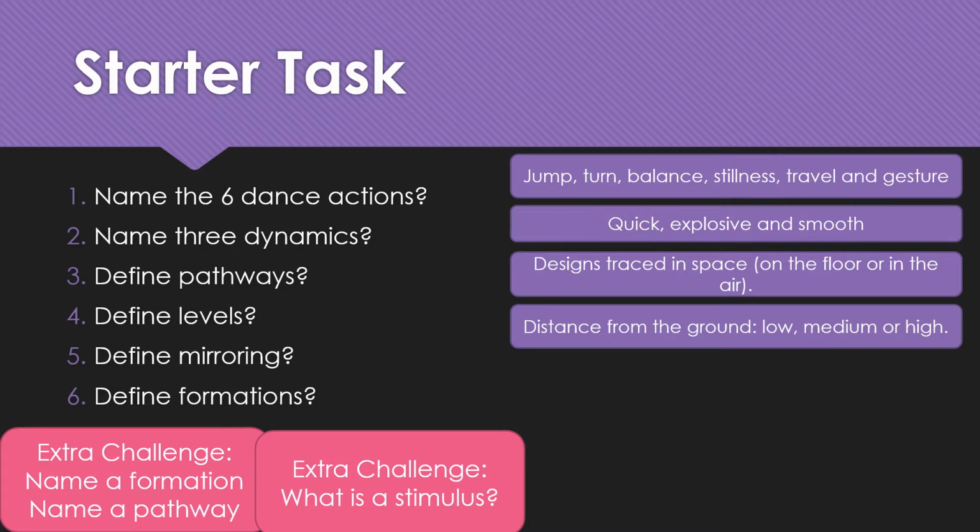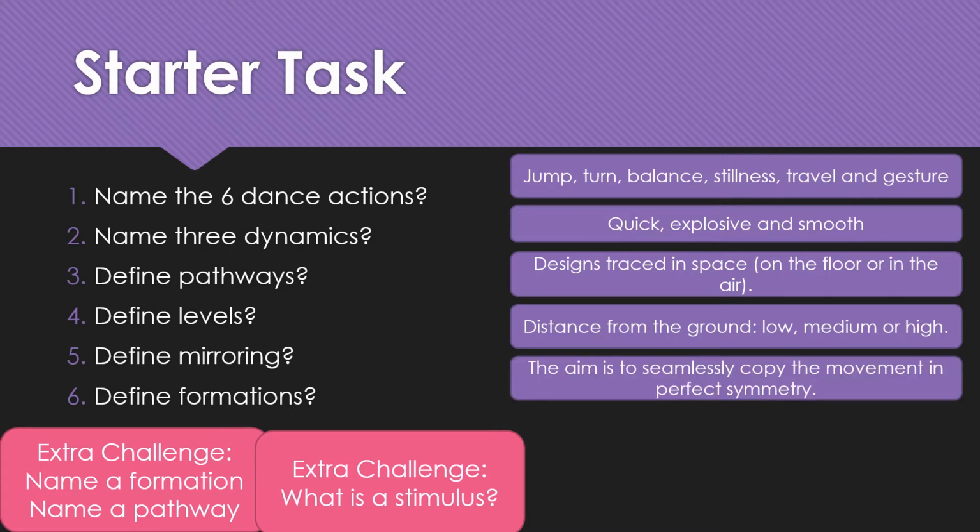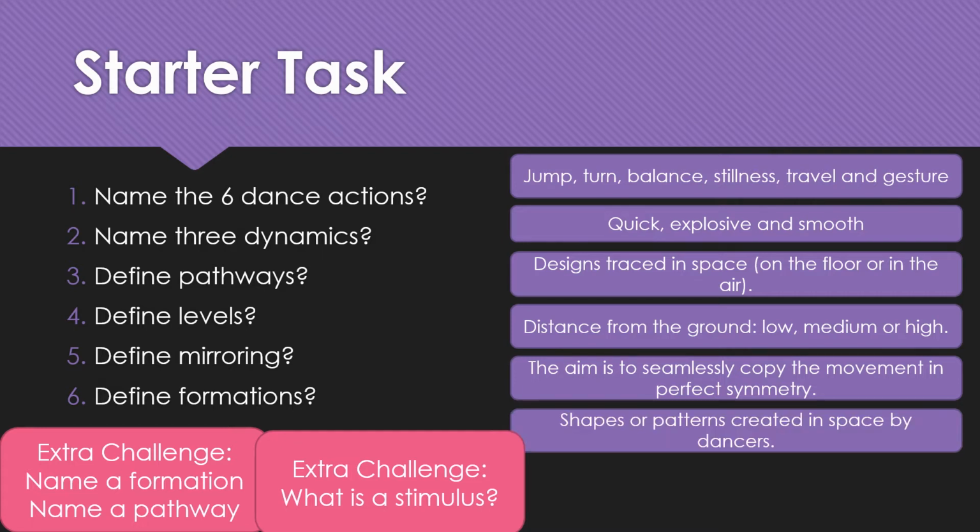Defining mirroring, so that is the aim to be seamless in copying each other, but you're meant to be in perfect symmetry, and that's the key word there, that you want to be in symmetry and you want to be in time with each other, copying each other. Defining formations is the shape or patterns created in space by the dancers.